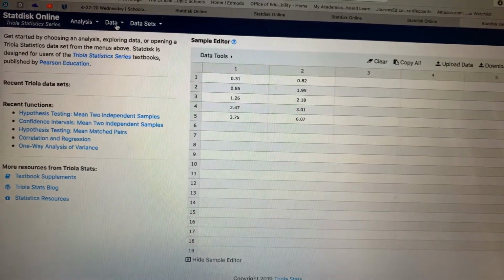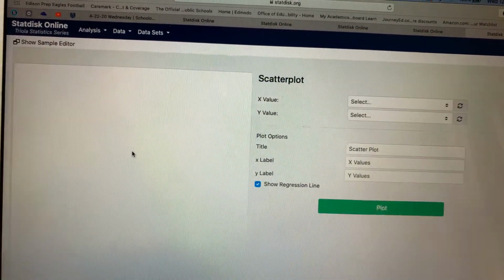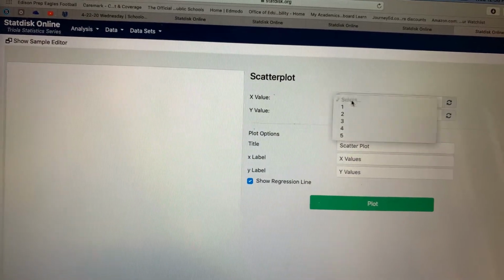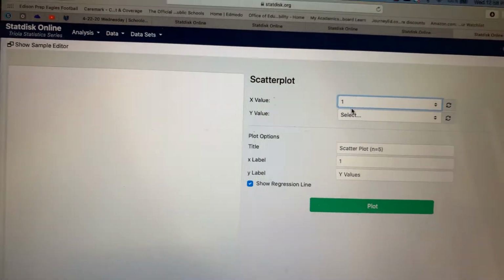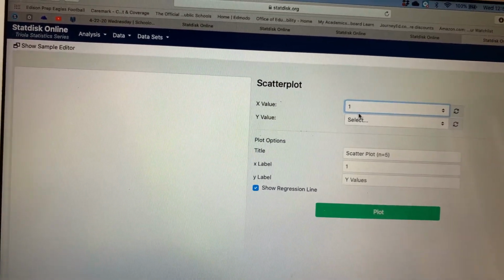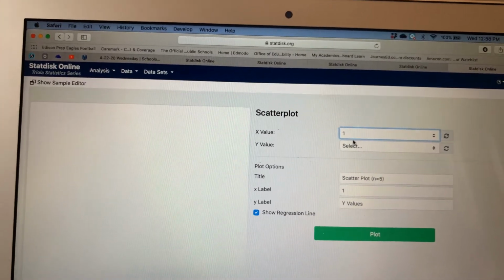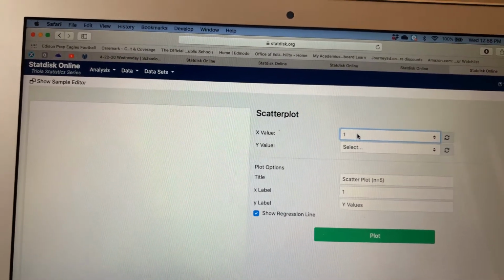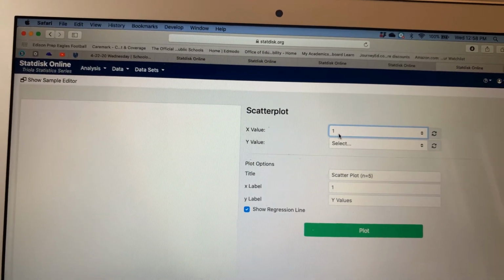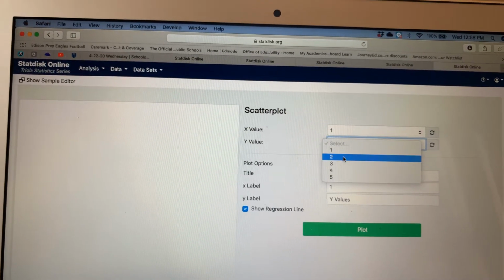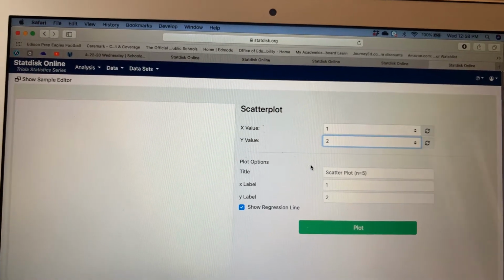So one way I could do that is to go to Data and come down to Scatter Plot. I have to tell it the column that the X value is in. Now, flow rate explains amount of eroded soil, right? If I change my flow rate, I think it's going to change the amount of eroded soil. So I'll put my explanatory variable on the X-axis, the horizontal axis, and then my response variable, column 2, the amount of eroded soil on the vertical axis, the Y value.